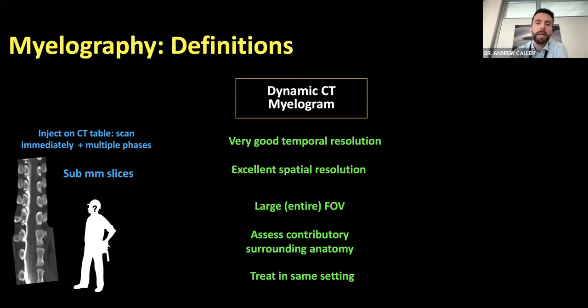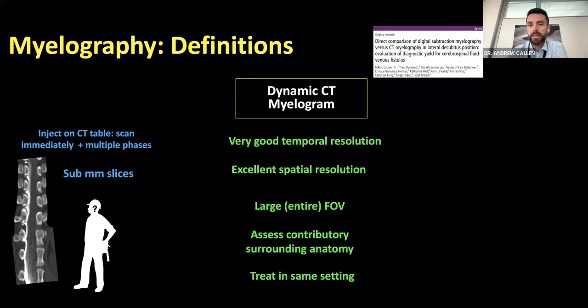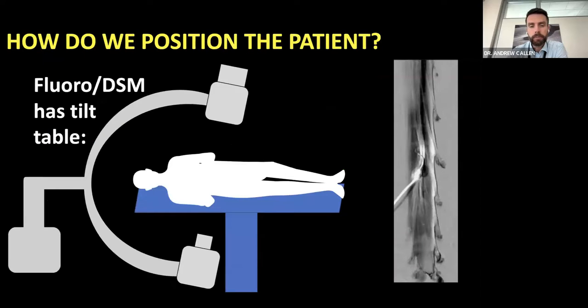And depending on where you go, they may choose a dynamic CTM or DSM, depending on the sort of resources available. A very nice study just came out within the last several days, comparing DSM versus CTM in lateral decubitus positioning for the discovery of CSF venous fistulas, and found that CTM was superior in their study for finding those venous fistulas, further lending to the support for the use of this study. But there's problems with doing CT.